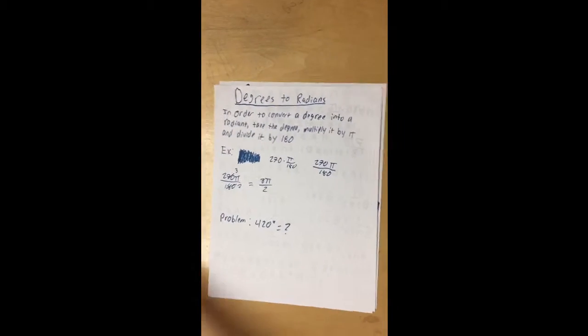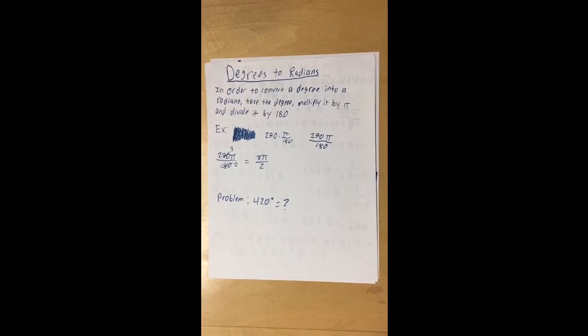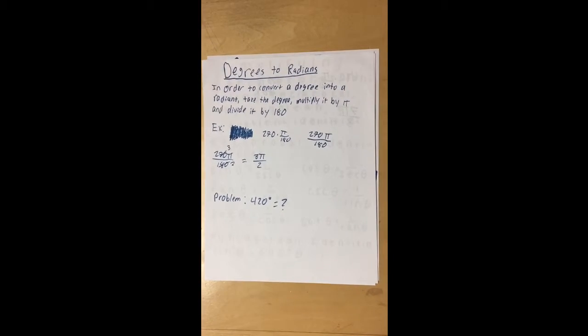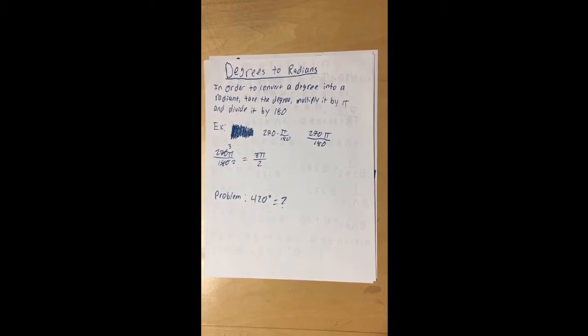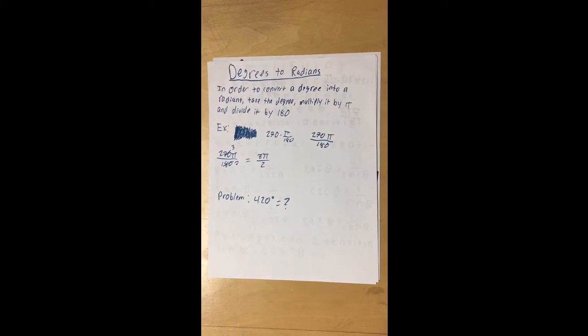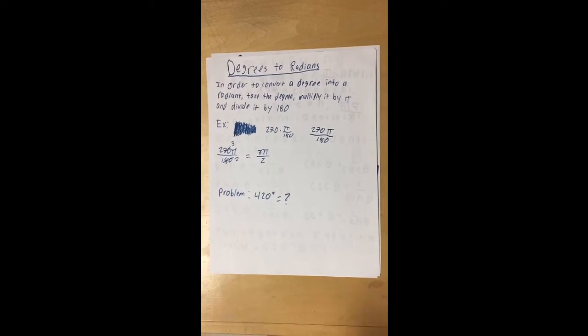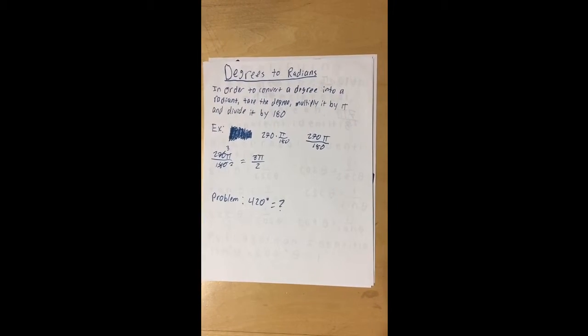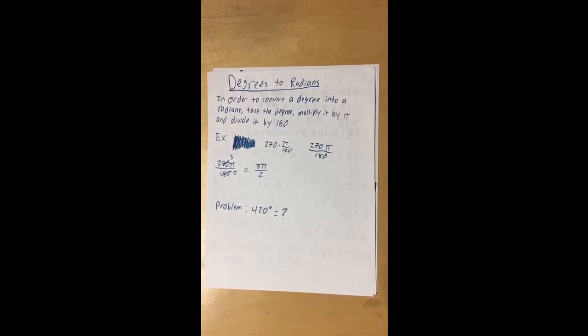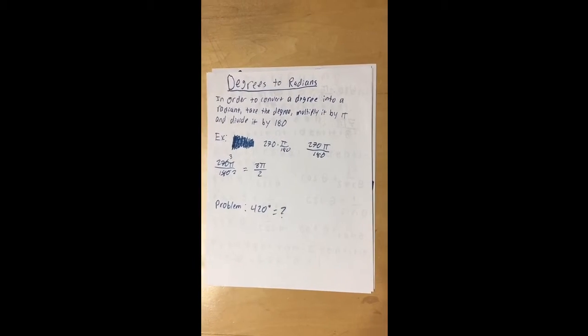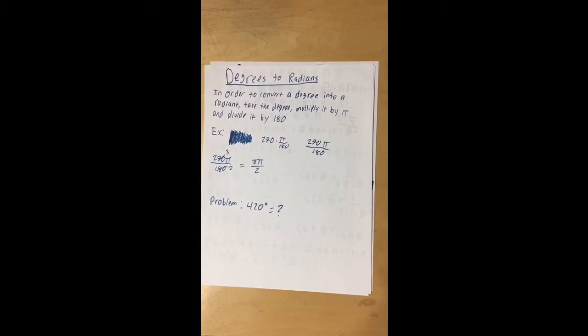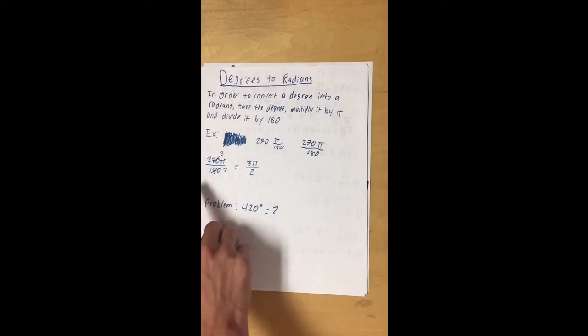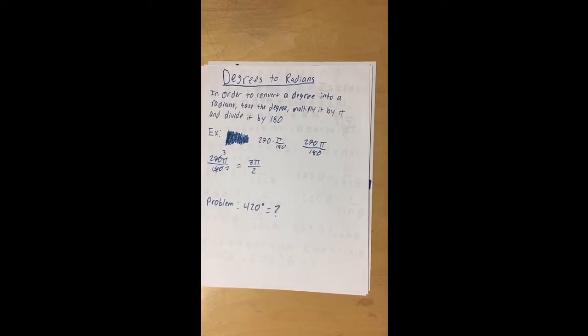Now the next one is the opposite, converting degrees into radians. In order to convert a degree into a radian, you have to take the degree, multiply by pi, and divide by 180. So in the example, I have 270 degrees, and I'm multiplying it by pi over 180. After that, I put the 270 up in the numerator, and it becomes 270 pi over 180. And after that, I simplified, which then I got 3 pi over 2.